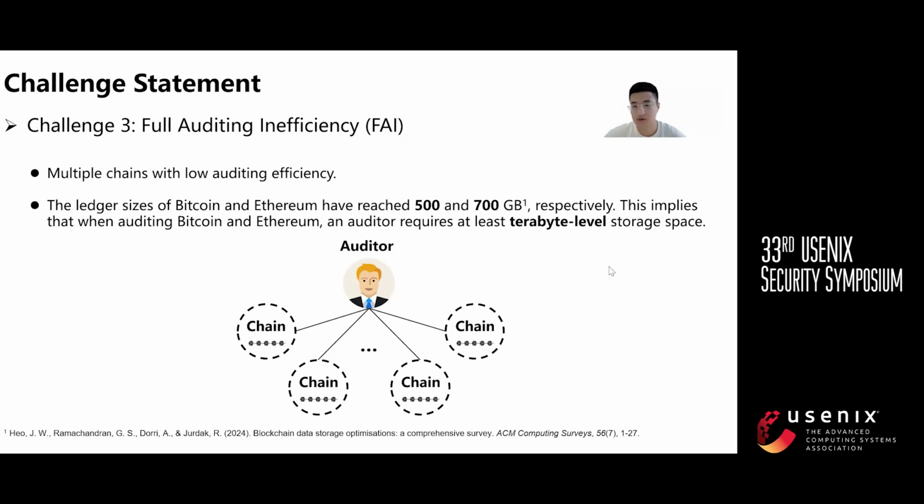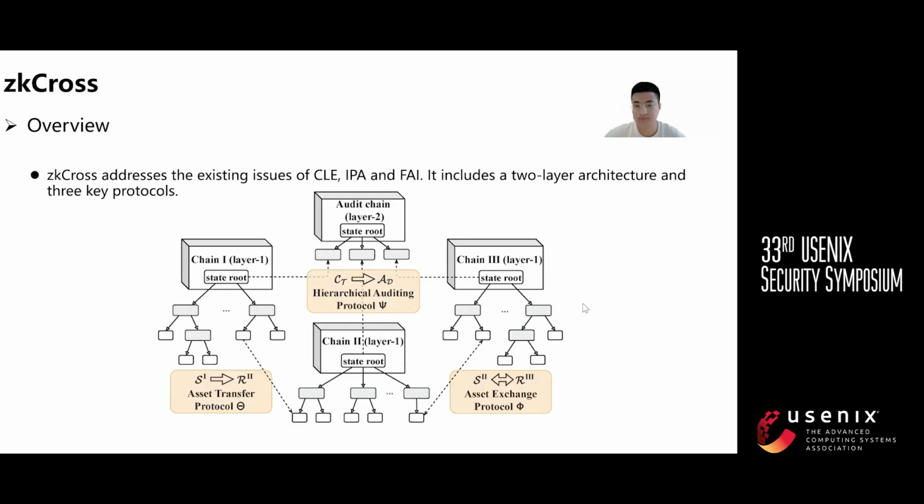And as the number of blockchains in the network grows, the demands also increase. This poses a significant barrier for auditors. As a result, it is hard for single-chain solutions to be inherited in cross-chain. In response, we propose zkCross, which includes 3 techniques to address these 3 challenges.